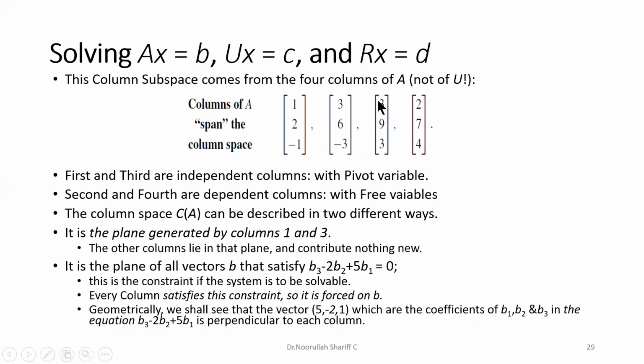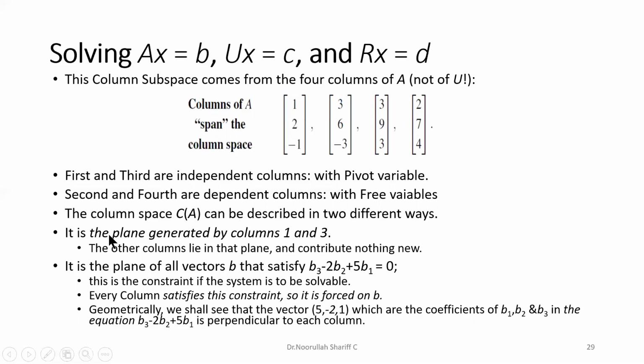So these two will correspond to the independent columns or pivot columns, and the second and the fourth will correspond to the dependent columns or the free columns, which will give us the free variables. The column space C of A can be described in two different ways. We can describe the column space, which we have just written, in two different ways.